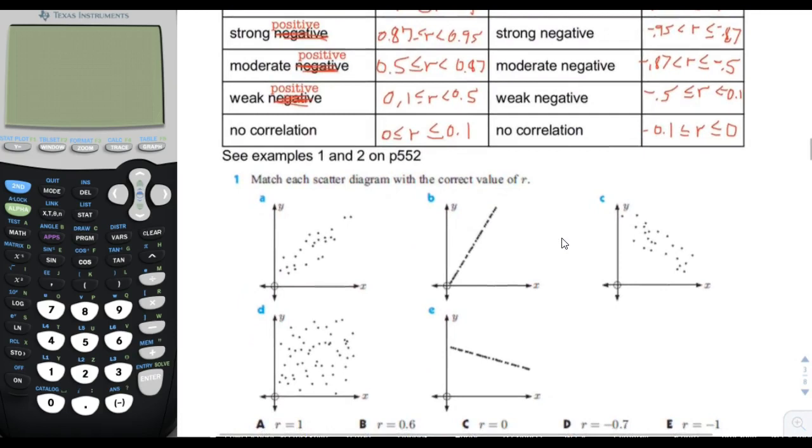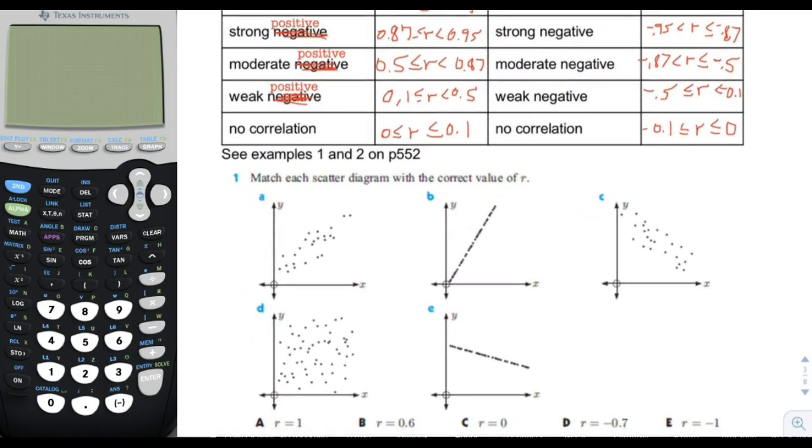Check out a couple of examples on page 552. Okay, and on 552, they are showing you how to do a calculation of the R value using the coordinate pairs you're given. Okay, and we're going to do that in a little bit. This is going to be the most tedious thing you've done in this unit.